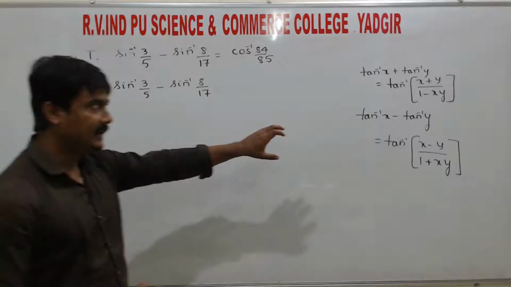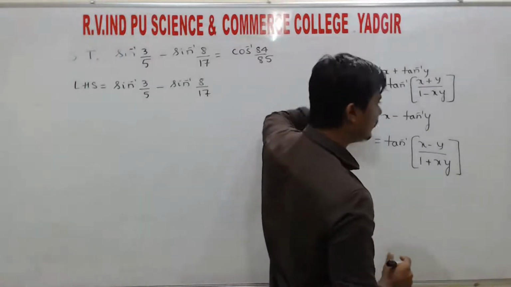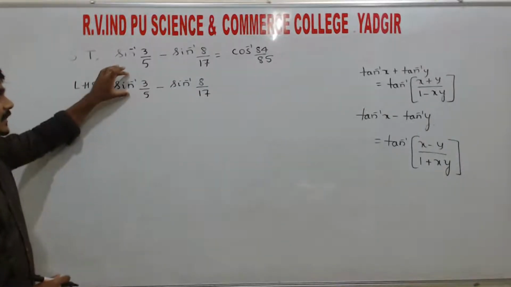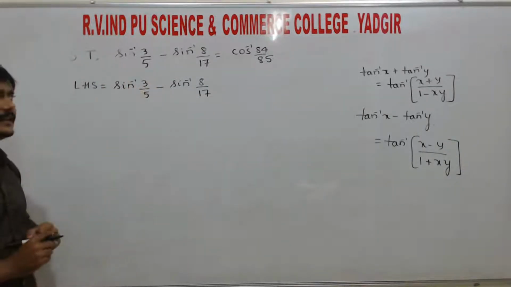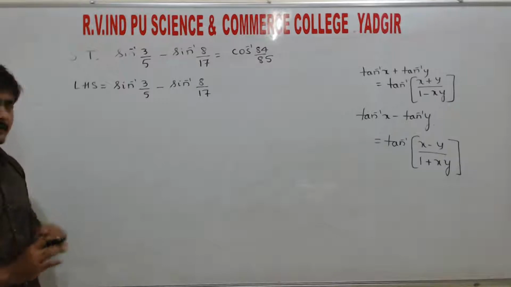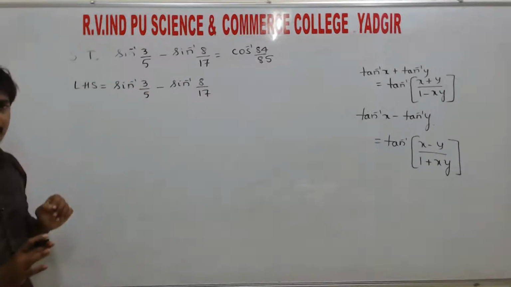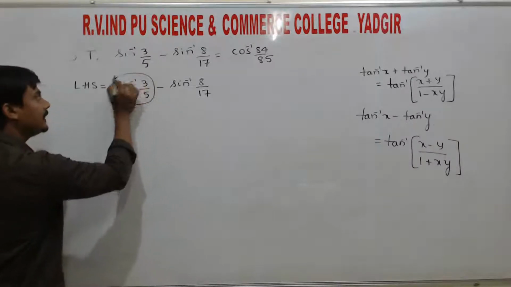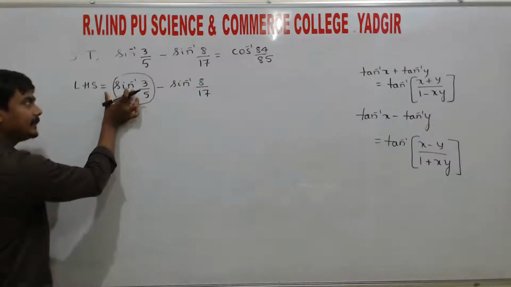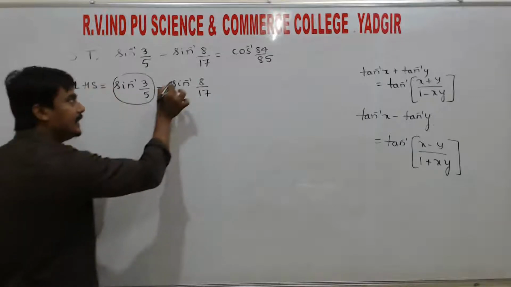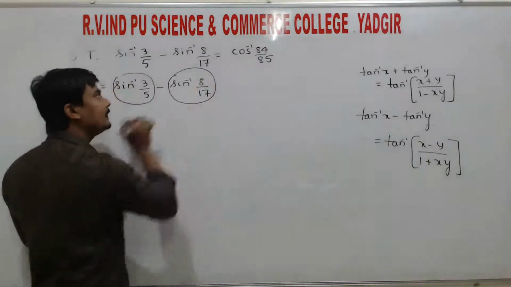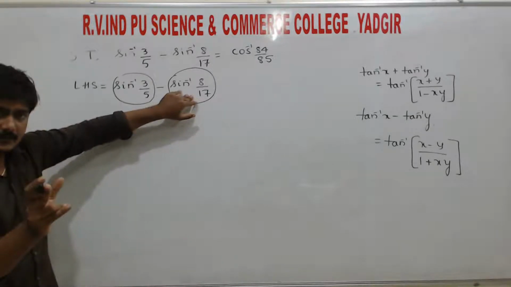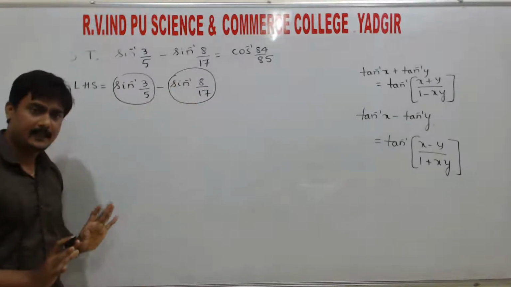Since we are already familiar with these two formulae, whenever we are given any inverse trigonometric function, first we will express it in terms of tan inverse, so that I can apply one of those two formulae, right? So here we are having sine inverse 3 by 5. First I will express it in terms of tan inverse. Here we are having sine inverse of 8 by 17. This also I will express in terms of tan inverse, right?